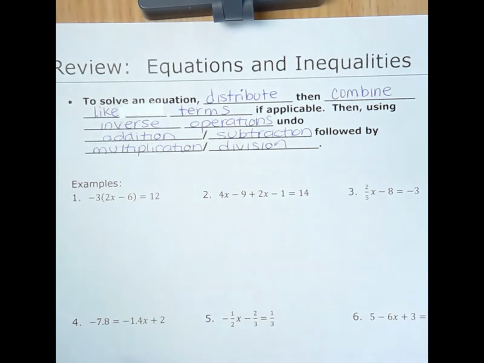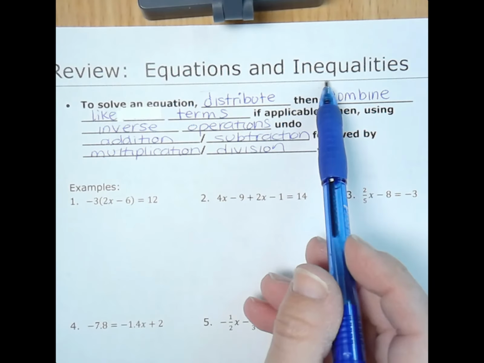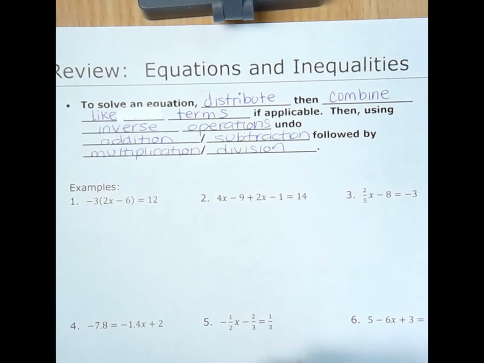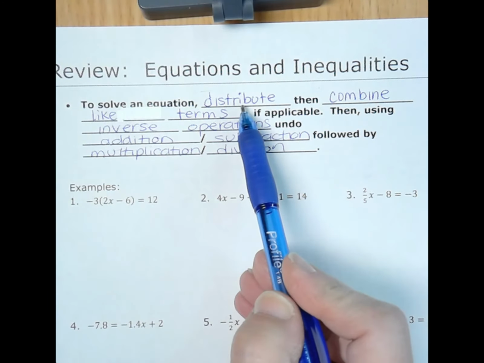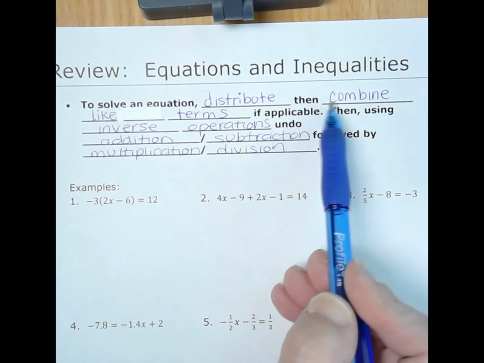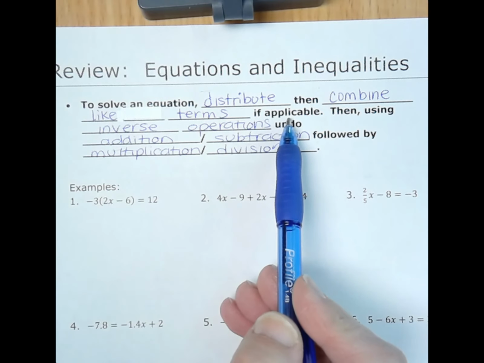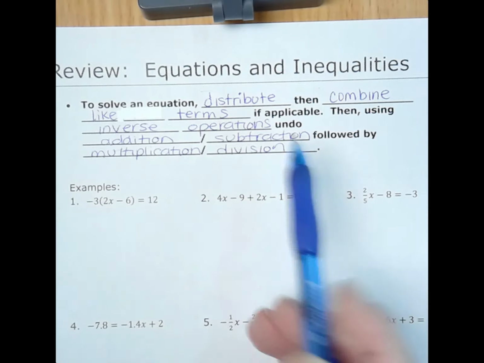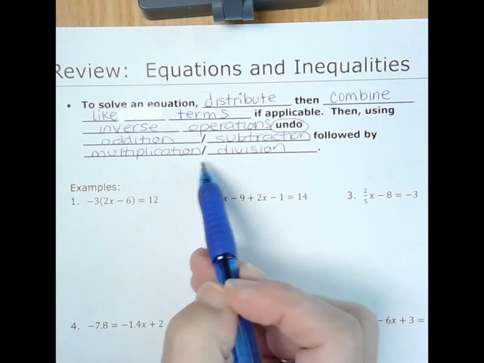Okay, today we want to take a look at just reviewing some things that we haven't done for a while, equations and inequalities. Here is the process that you need to follow, so just take a minute and write that down. When we are solving an equation, first thing you want to do is distribute. That will get rid of the parentheses. Then you always want to combine like terms on one side, if that applies. Then you want to use inverse operations to undo addition and subtraction first, followed by multiplication and division.